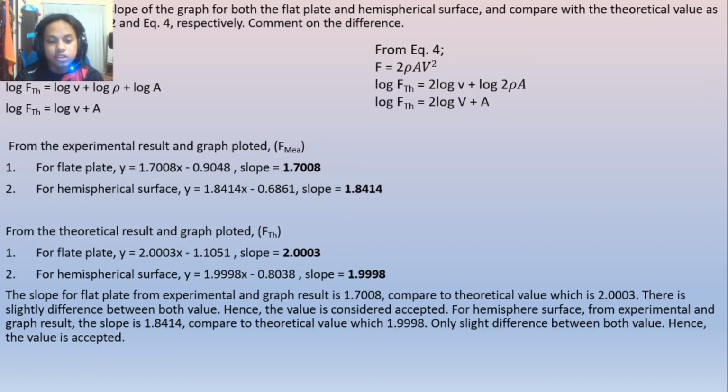Next discussion will be comparing the slope of the graph. We have plotted the graph before, so to get the slope is only from the equation of the line as stated in the slide now. We have values for both plates for measured force and theoretical force. For flat plate, we have 1.7008 compared to the theoretical value, which is 2.003. The difference is slight and considered acceptable. Same goes for hemispherical surface. The measured force slope is 1.8414 compared to the theoretical value 1.998. The difference is slight and acceptable.